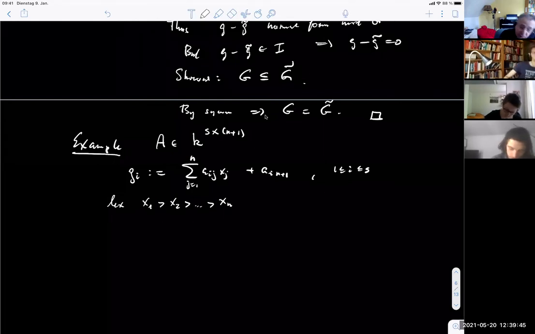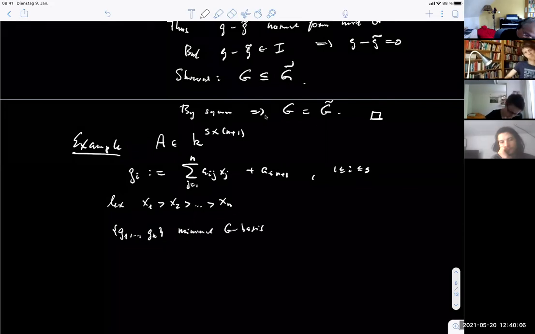Okay, so now let's see. When is this sequence of the G's a minimal Gröbner basis? Of course, a Gröbner basis of the ideal generated by it. I don't think I have to write this. So what do you think?